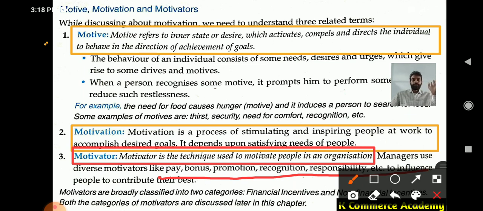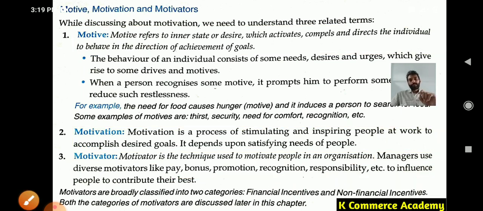A complete process is known as motivation. So motive, that is inner state of mind. Motivation, the process of stimulating. Motivator, the technique used or the incentive provided to motivate a person. However, this topic of incentives can be financial as well as non-financial, and that we will study in detail in our further next coming videos.